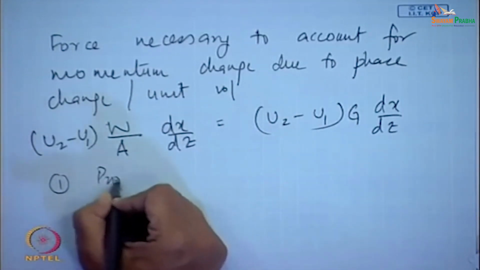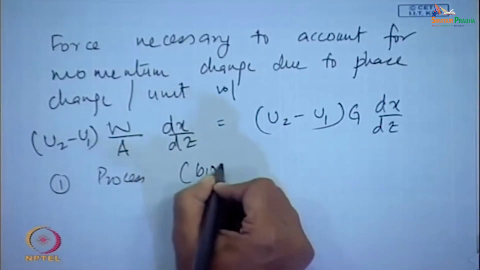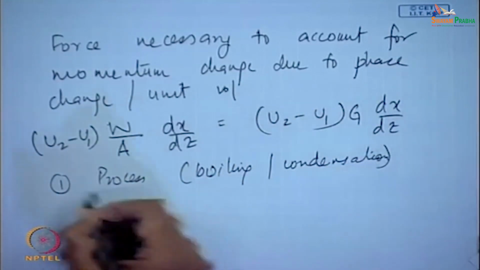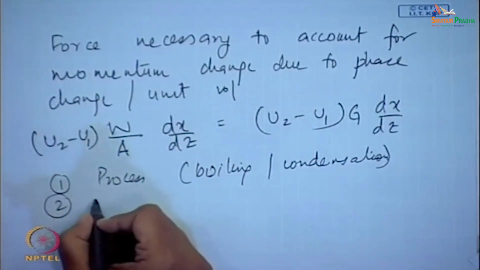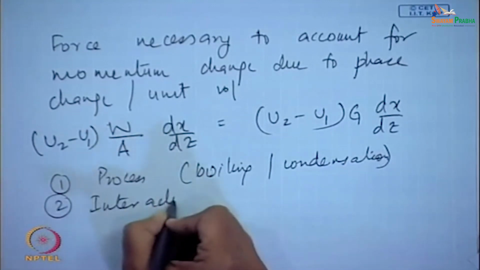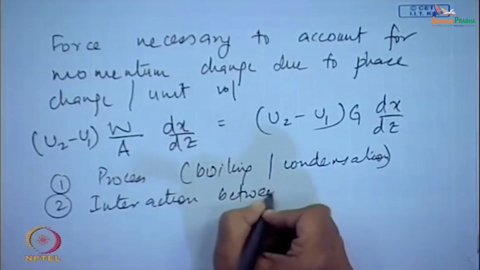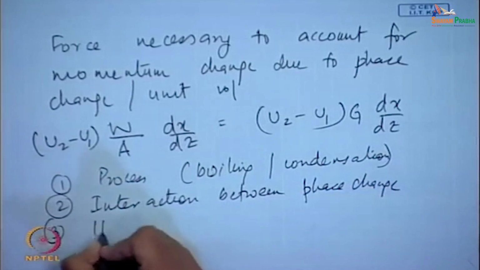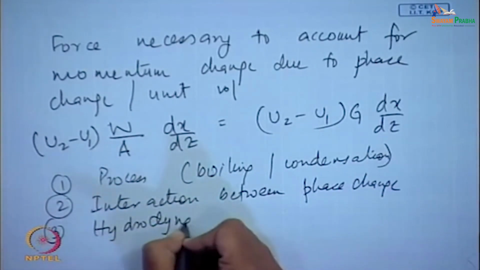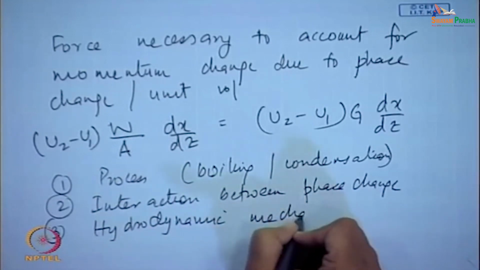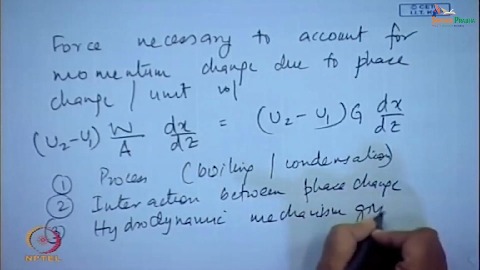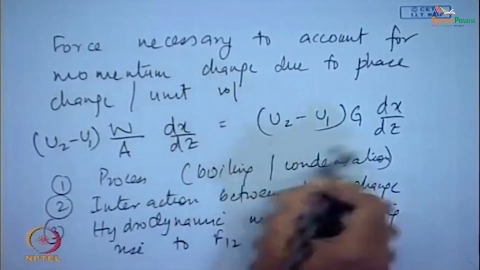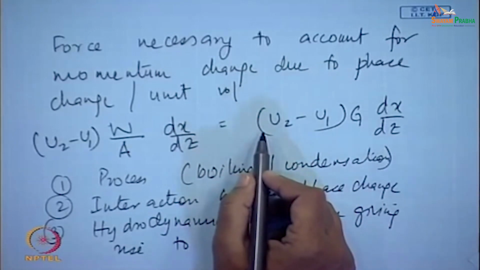One is, what is the process? Is it boiling or is it condensation? Next thing is, how the two phases are interacting during phase change. Interaction between phases, this also you have to know. And other thing is, what is the hydrodynamic mechanism giving rise to F12. So, all these things, unless you know, you cannot find out what fraction of this force should be given to phase 1, phase 2.